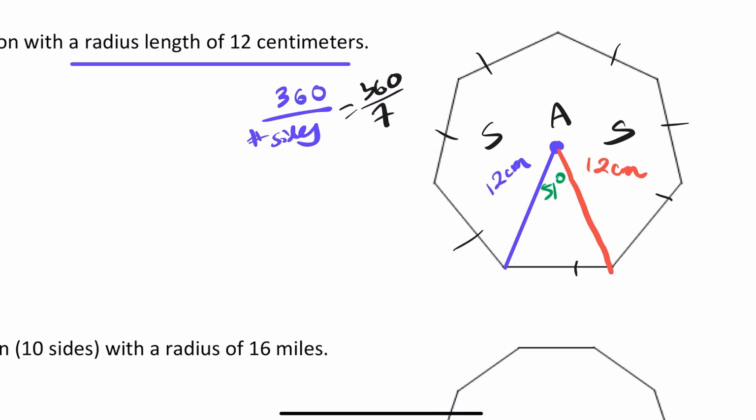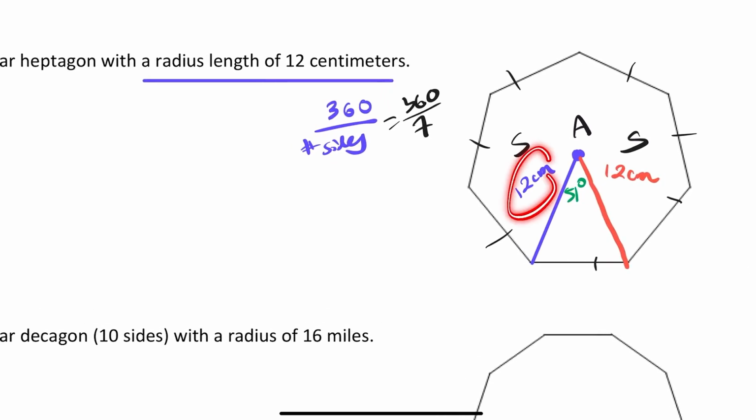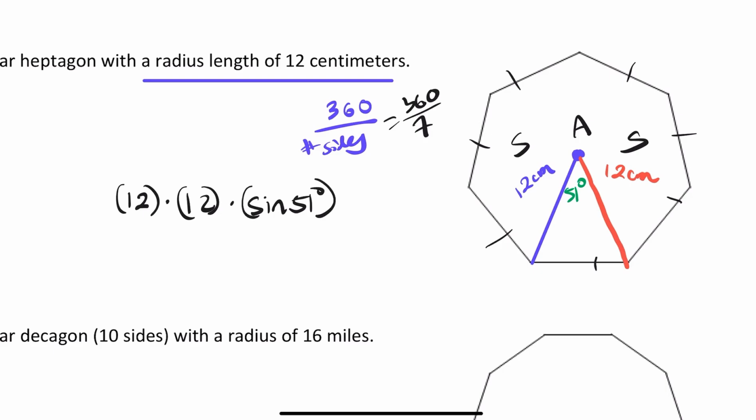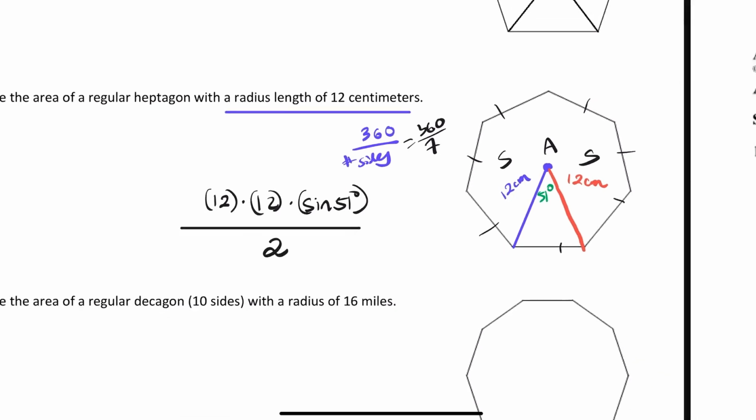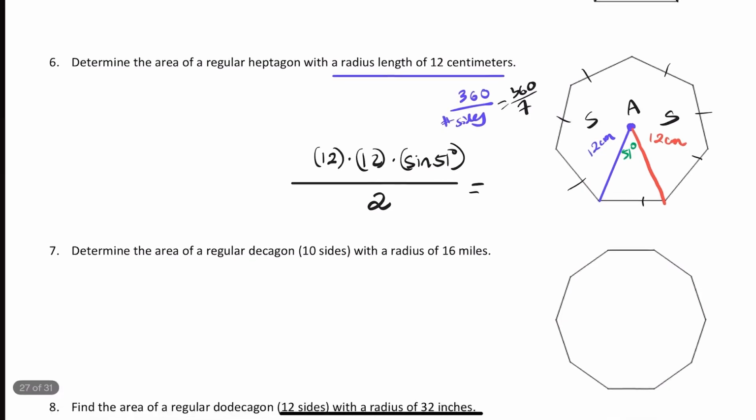And then I can finally find my area using the formula from before. So here's my SAS, side 1 times side 2. So you're going to set up 12 times 12 times the sine of 51 degrees. And it just depends what kind of degree measurement you're going to use and how you rounded it. All divided by 2. And then find the area, round it to whatever it is.